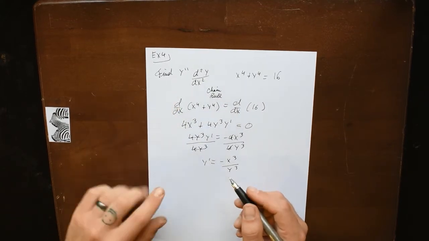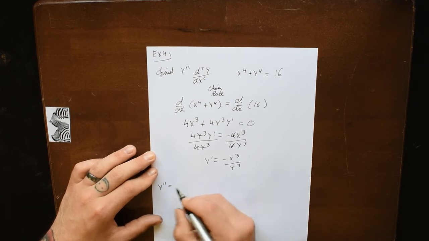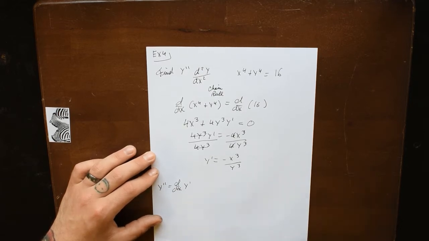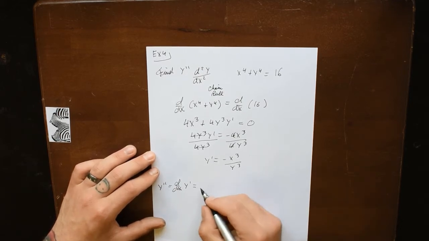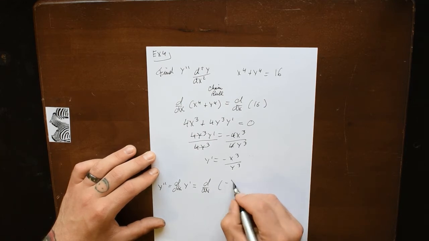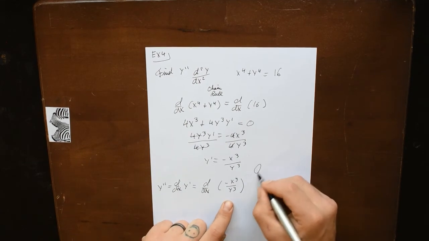The thing to remember about y double prime is that it's equal to the derivative with regards to x of y prime. Well, that's going to be equal to the derivative with regards to x of negative x cubed over y cubed. This is going to be a quotient rule.